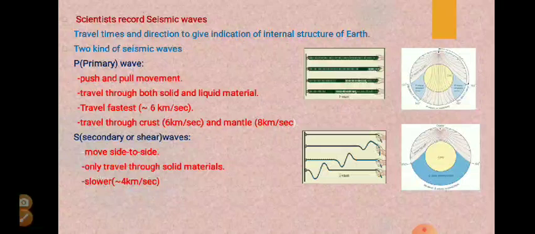There are two kinds of seismic waves. The first one is the primary wave and the second one is the S wave or secondary wave. Primary waves travel through both solid and liquid at a fast speed: 6 km per second through the crust and 8 km per second through the mantle, so much faster in the mantle. Secondary waves move side to side, travel only through solid material, not liquid, and the velocity is slower, 4 km per second.